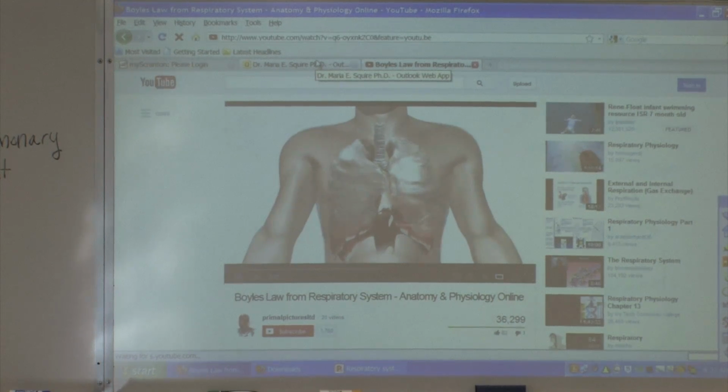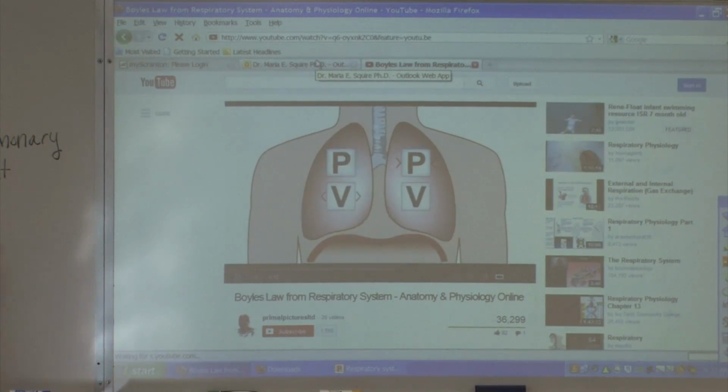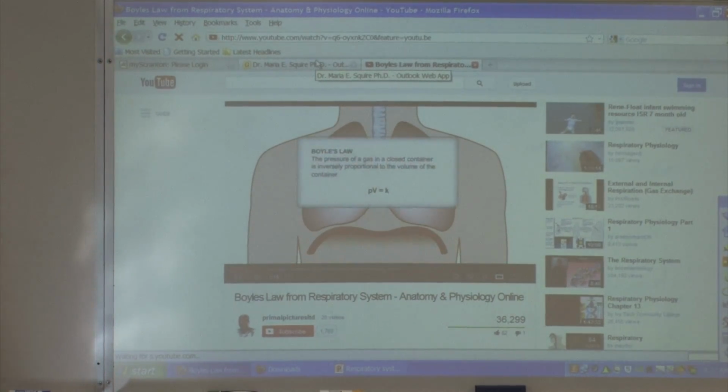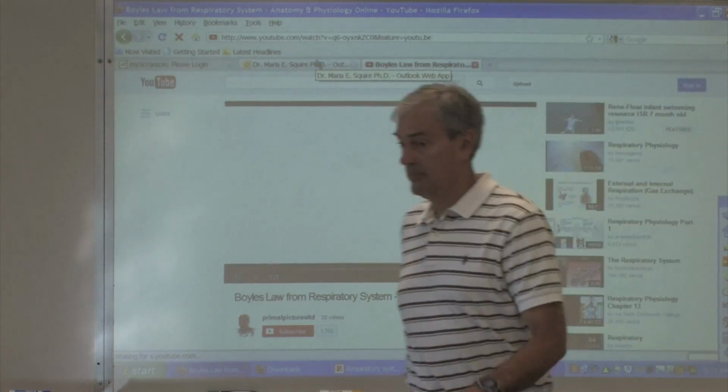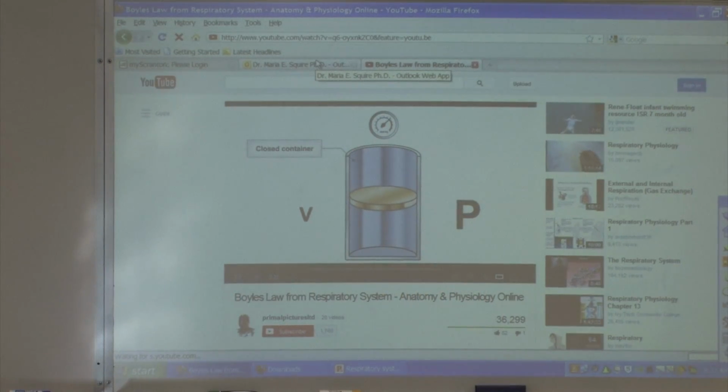In order to understand the mechanisms of breathing, it's important to understand the relationship between pressure and volume. This is explained through Boyle's law, which states that the pressure of a gas in a closed container is inversely proportional to the volume of the container. What do we mean by this? If the size of the closed container is decreased, the pressure of the gas inside the container increases. And if the size of the container increases, the pressure of the gas inside the container decreases.